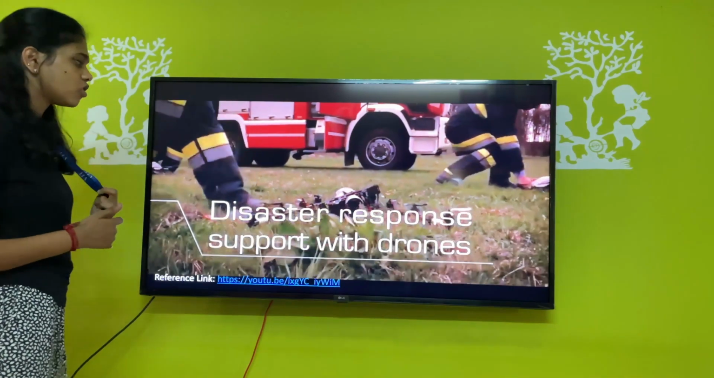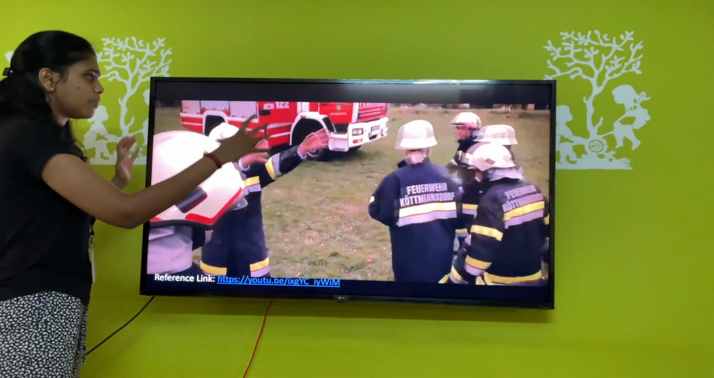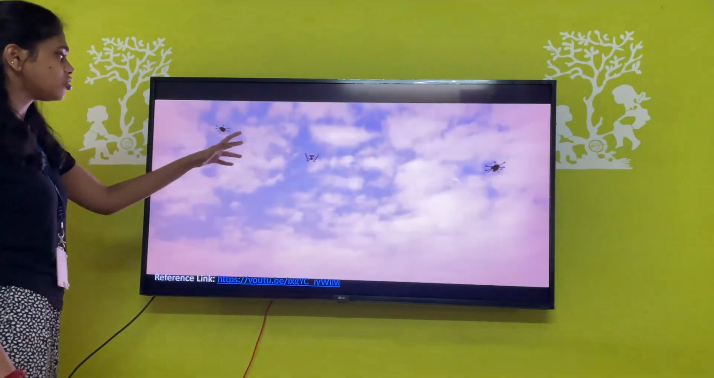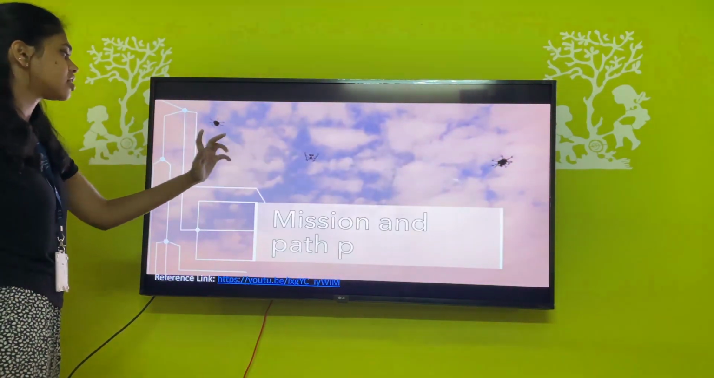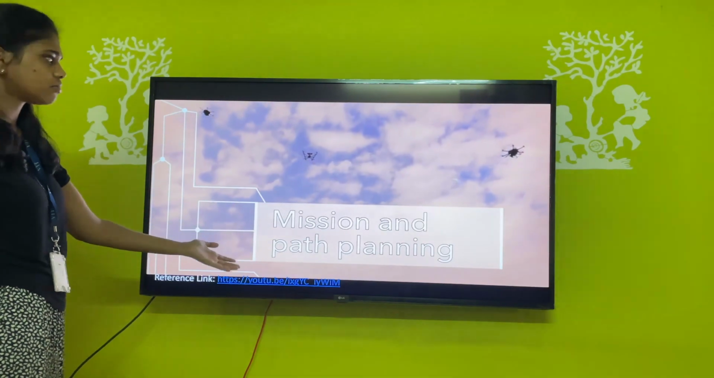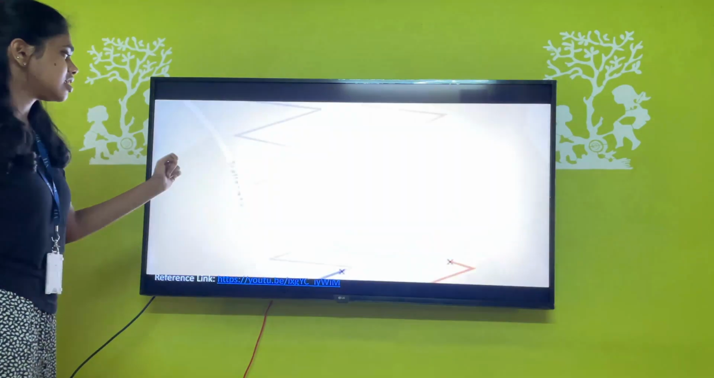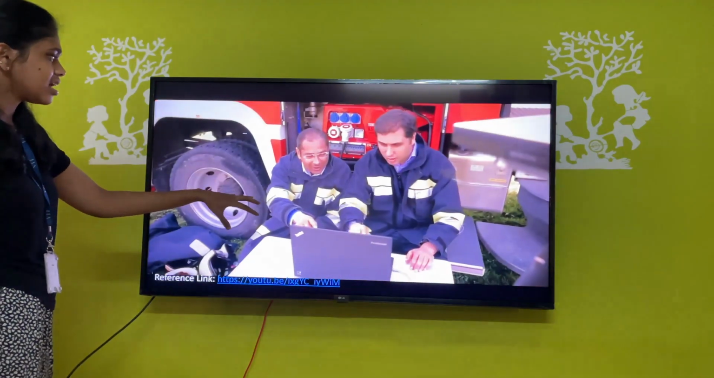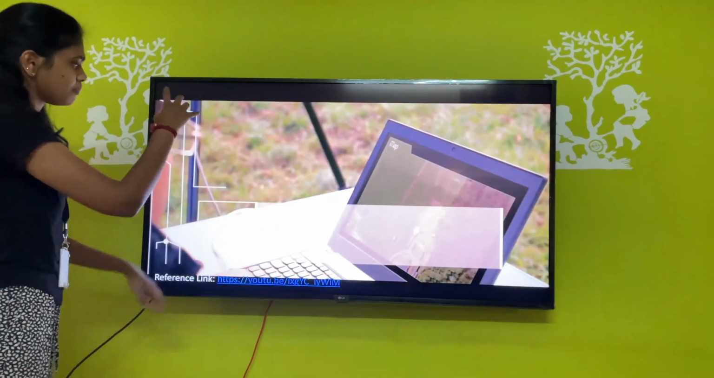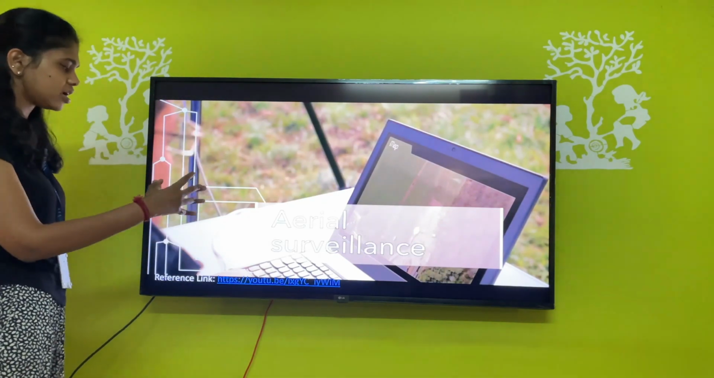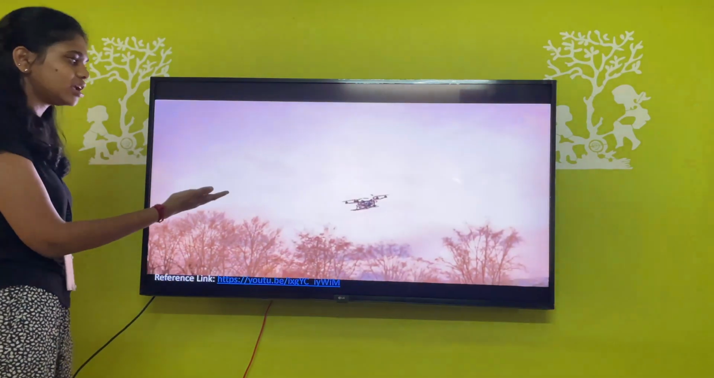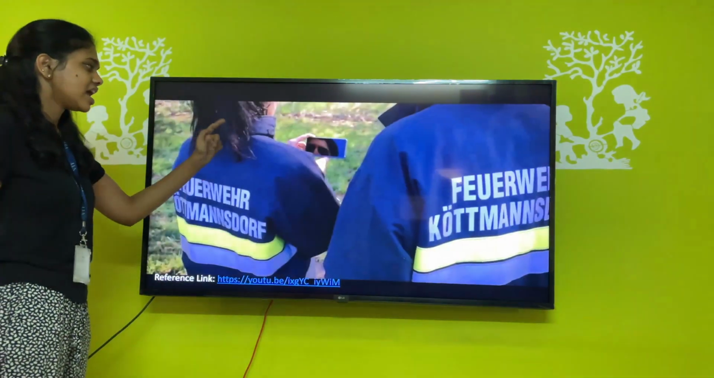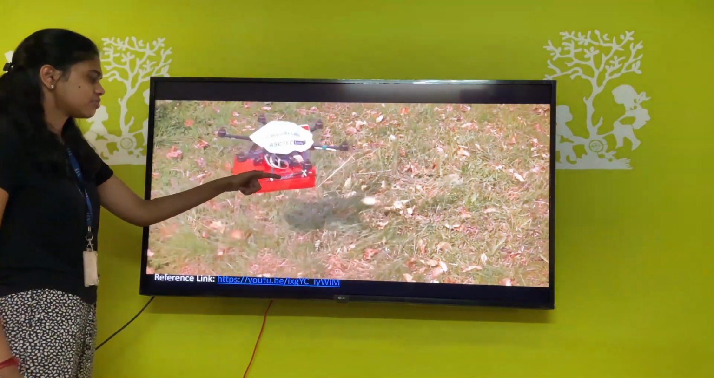In this disaster response scenario, you can see a bunch of rescue people come and place the drones all over the place, and the drones fly all around the area. They have a mission and path planning procedure going on, and here they are doing the path planning. Then here the aerial surveillance is going on, so the people who are away from the affected area can see what is happening and where they need to move the drone to rescue people. With the drone's location, they are able to locate the people, so the victim is being located.